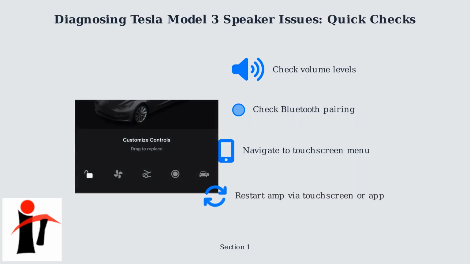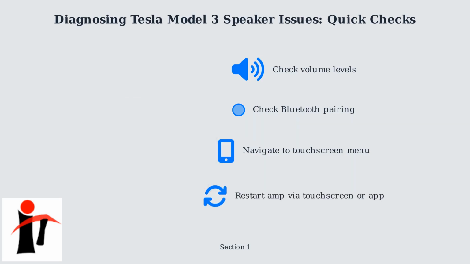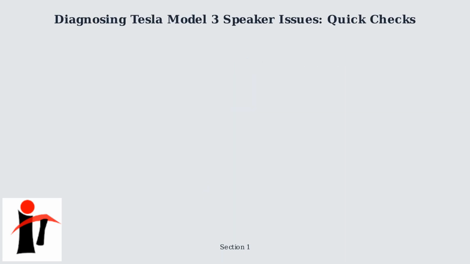A simple amp restart via the touchscreen or Tesla app might also resolve temporary glitches. These preliminary checks can often identify and fix simple software-related problems before diving deeper.